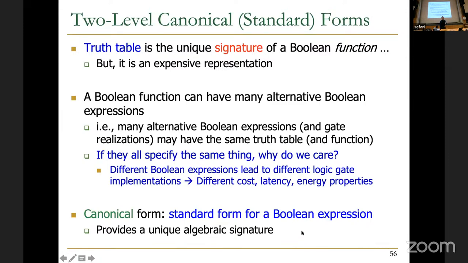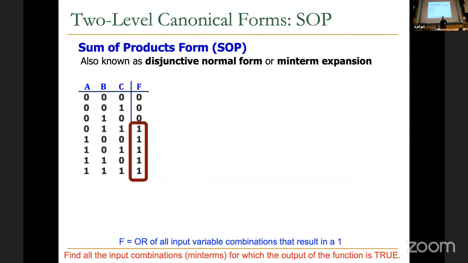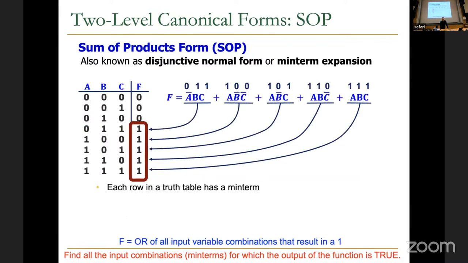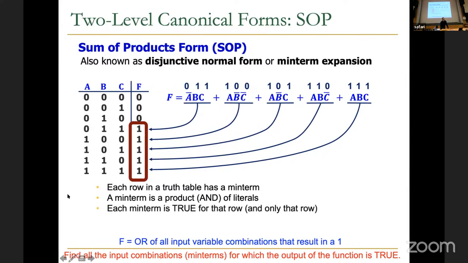This provides a unique algebraic signature for a function. So I've already shown you this. Now let me repeat it with the terminology. Each row in the truth table has a minterm. So a minterm is each of these, basically. A minterm is a product of literals, as we defined earlier. Each minterm is true for that row and only on that row.